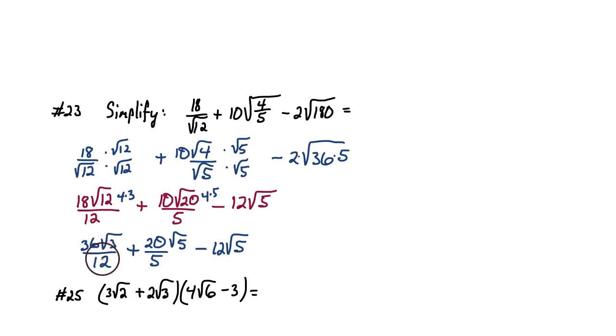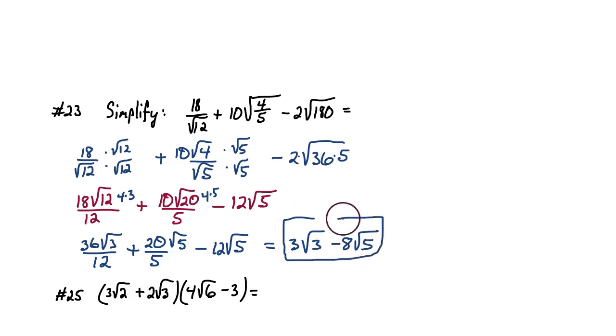Final steps, we can do some reducing, like 36 divided by 12. That just makes 3 square root of 3. And right here, 20 divided by 5, that makes 4 square root of 5. But the 4 square root of 5 and the minus 12 square root of 5 are like terms. We can combine. 4 minus 12 makes negative 8 square root of 5. That's as far as we can go.